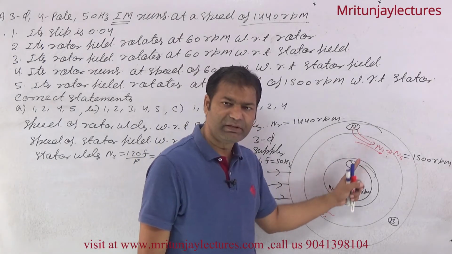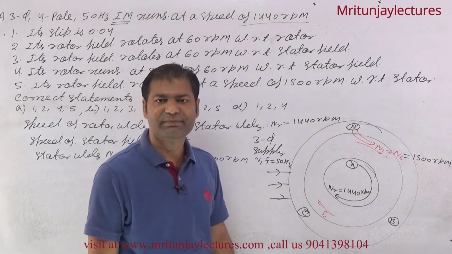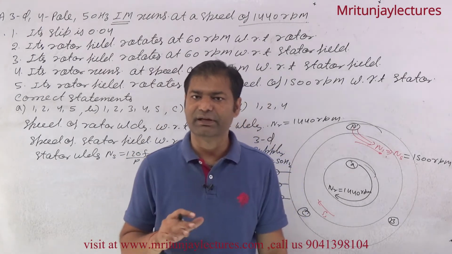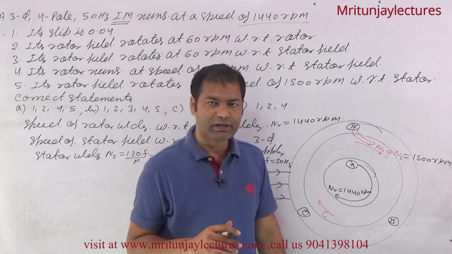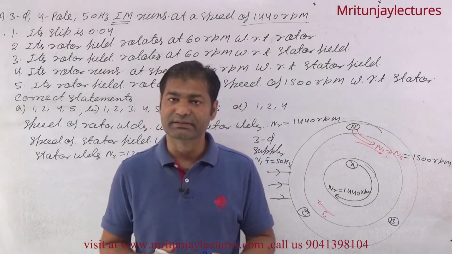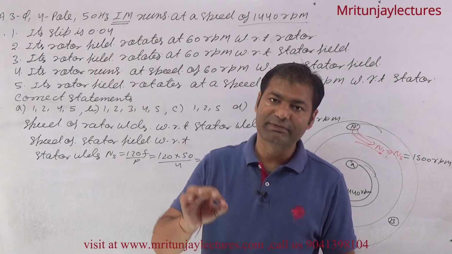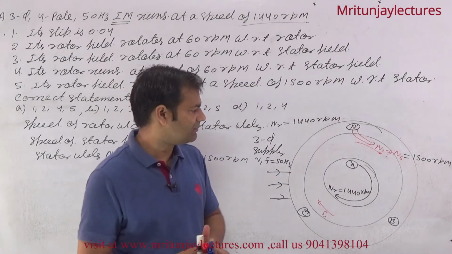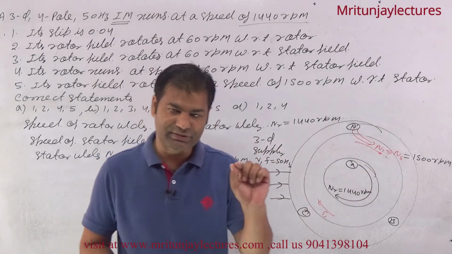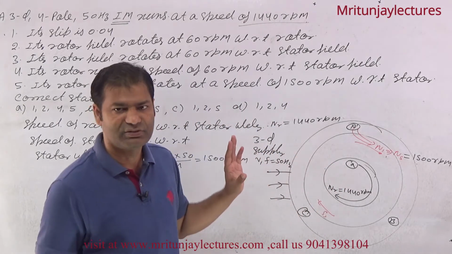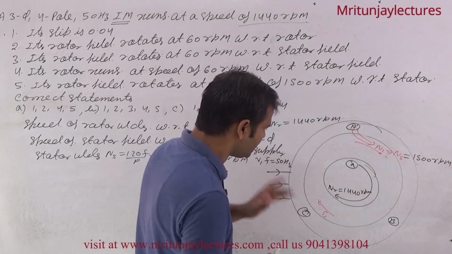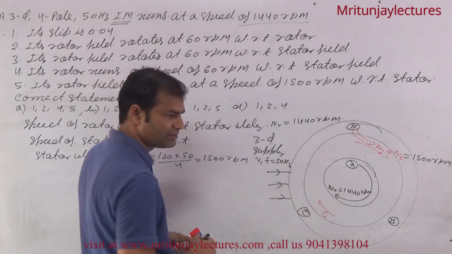What about the relative speed between the stator field and the rotor winding? That is Ns minus Nr. The rotor always reduces the relative speed, meaning Ns minus Nr. If the rotor rotated opposite to this, then it would be Ns plus Nr, so the relative speed would increase. But according to Lenz's law, the relative speed decreases. So the relative speed decreases if the rotor rotates in the direction of the stator field. We have already discussed this in the fundamentals of the induction motor.